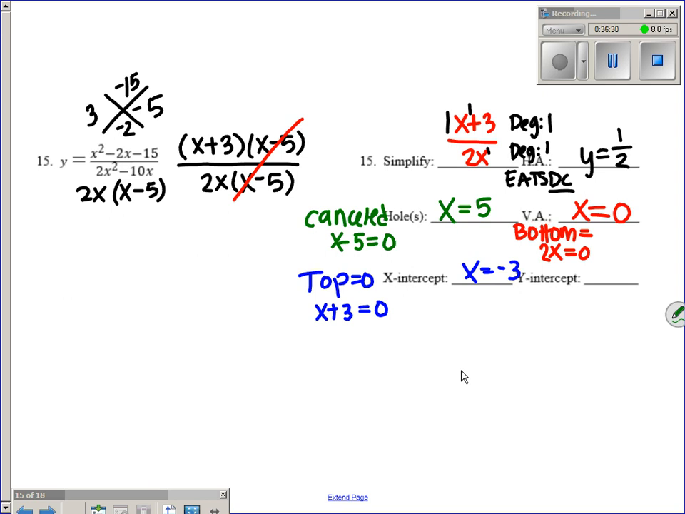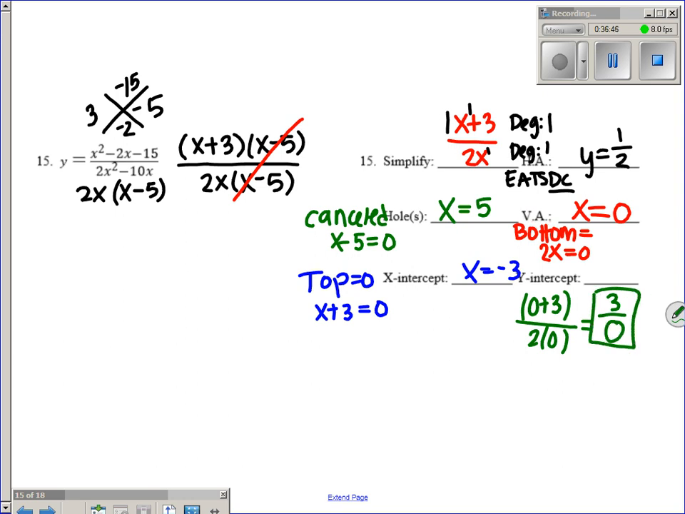And then finally we have the y-intercept. The y-intercept, you plug in 0 for all the x's. So we have 0 plus 3 on the top and 2 times 0 on the bottom. 0 plus 3 is 3, and 2 times 0 is 0.